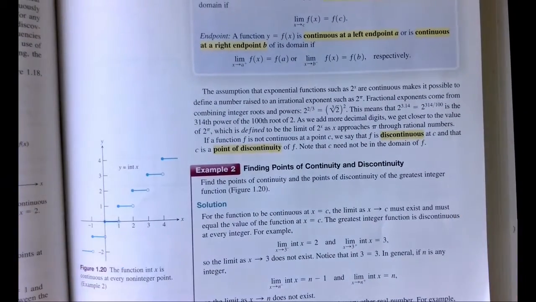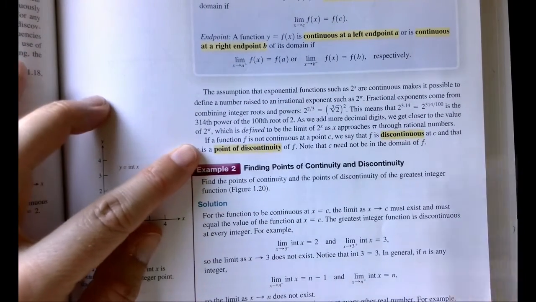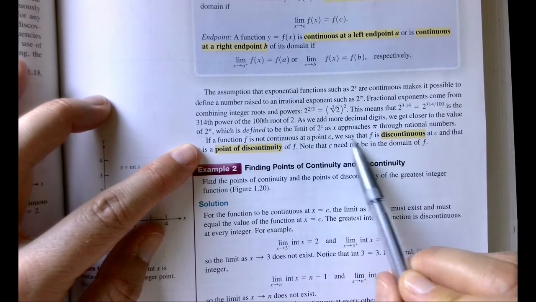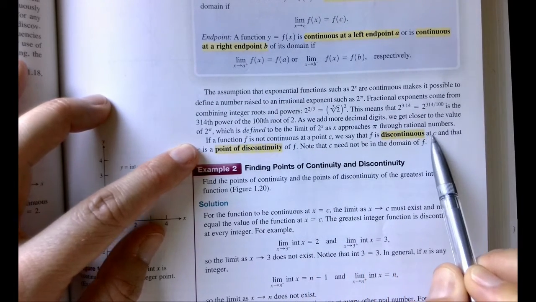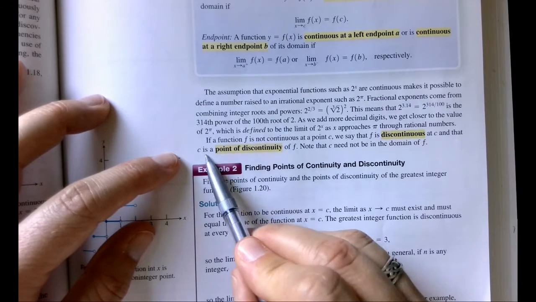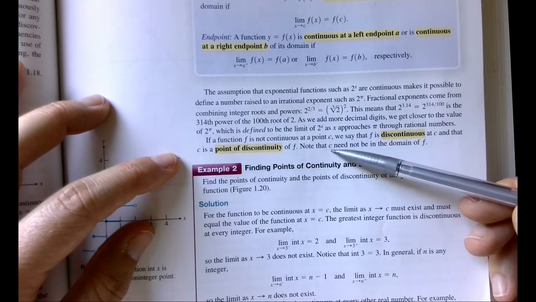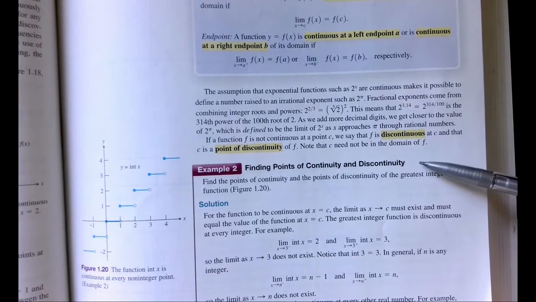So let's look at our definition of what it says. We're going to skip this. We're going to go right to here. It says, if a function f is not continuous at a point c, we say that f is discontinuous at c, and that c is a point of discontinuity of f. Okay, and note that the c value doesn't have to necessarily be a value in the domain of f.